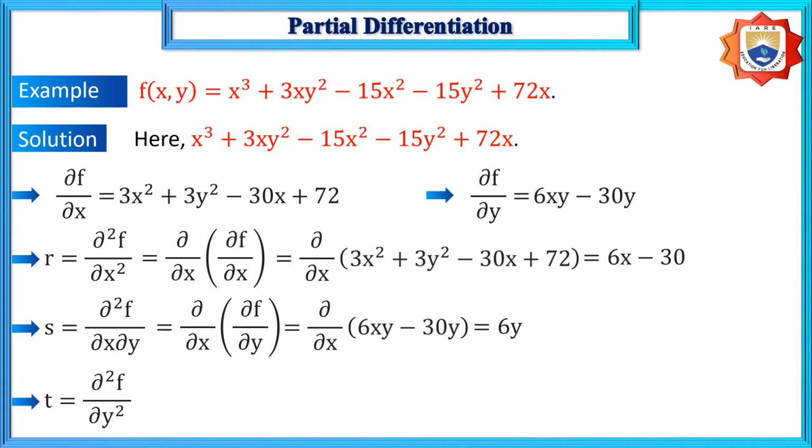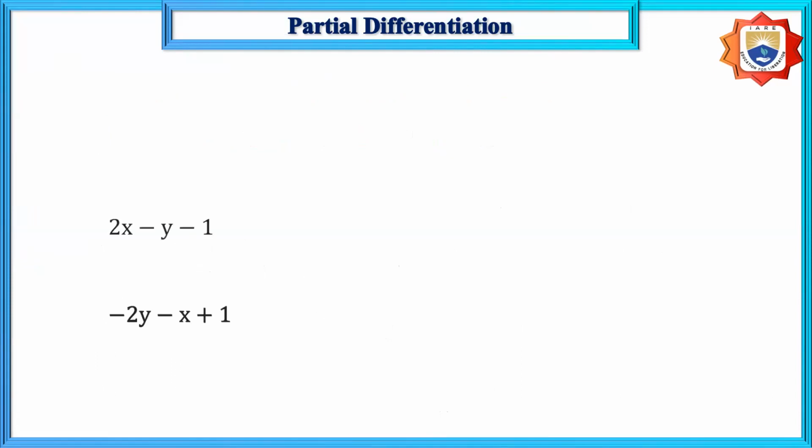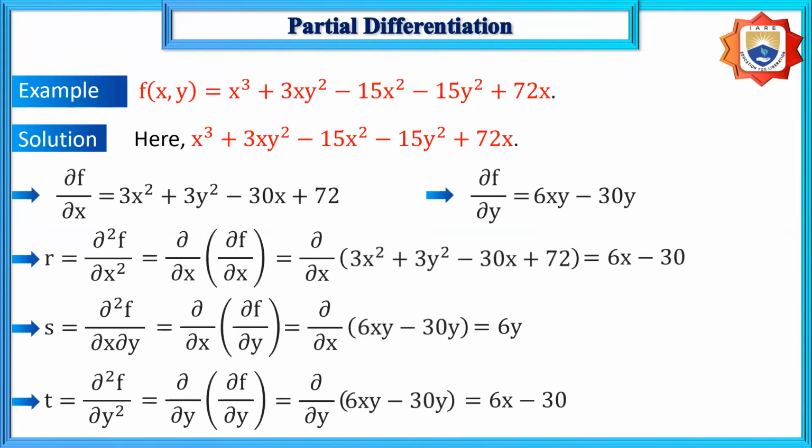Observe carefully. Now t is equal to ∂²f/∂y². Similarly, ∂/∂y of ∂/∂y is the ∂/∂y of what we already have, 6xy minus 30y. Now think about what is the value of ∂/∂y of this. 6x minus 30, good. Before this slide, I clearly mentioned that ∂²f/∂x∂y is equal to ∂²f/∂y∂x also. Both are the same.